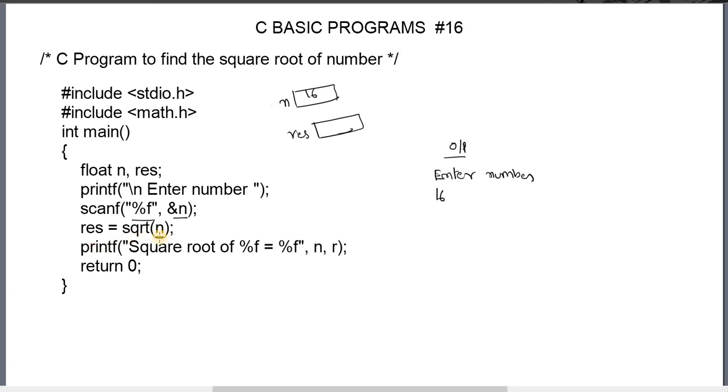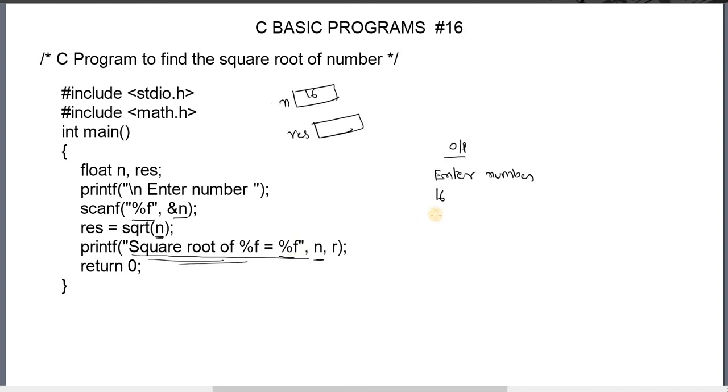It is actually a function call statement. Then our result is printed. The printf again prints the same message which is there in the double quotation. The same message we will get on the output screen. But here two specifiers are there. In place of the first specifier we will get the n value, that is 16, and in place of the second specifier we will get the res value.